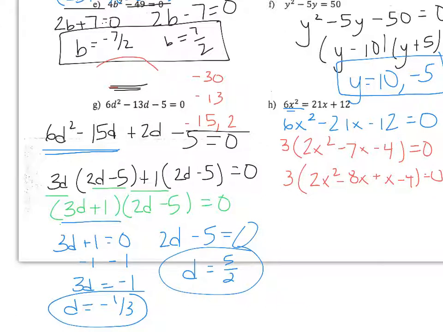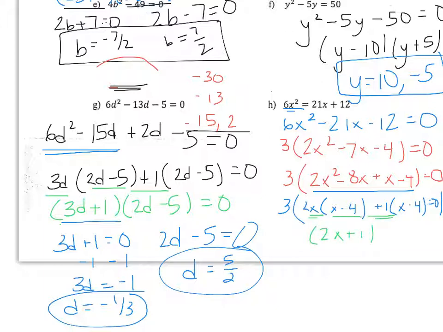Then I'm going to have 3. I'm going to factor out this part by grouping. So I factor out a 2x and get x minus 4 plus 1 times x minus 4 equals 0. Then I take my outside, which is 2x plus 1. I still have the binomial x minus 4. And then on the outside is the 3.